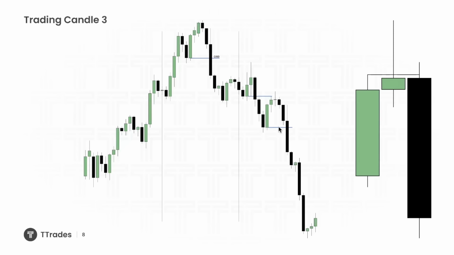We're not really going to want to focus on trading candle 3 when we have a candle 2 expansion, because that is when we can get caught in a new phase of price. So let's hop into a few examples in TradingView.